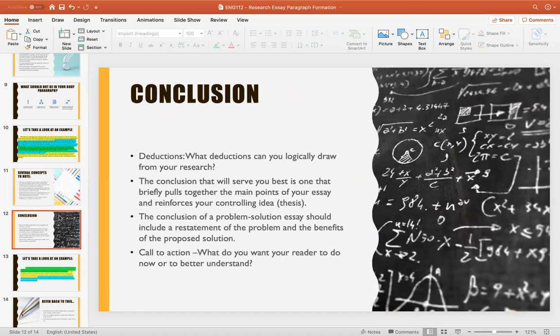So finally, we're going to move to the conclusion. Think about deductions. What deductions can you logically draw from your research? The conclusion that will serve you best is the one that briefly pulls together the main points of your essay and reinforces that controlling idea, which is your thesis. The conclusion of a problem solution essay should include a restatement of the problem and the benefits of the proposed solution. And then it should have a call to action. What do you want your reader to do now or to understand better?